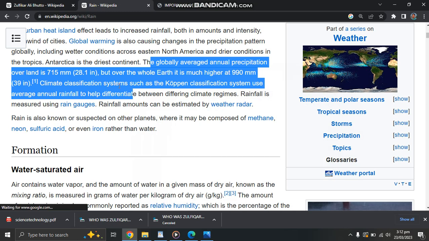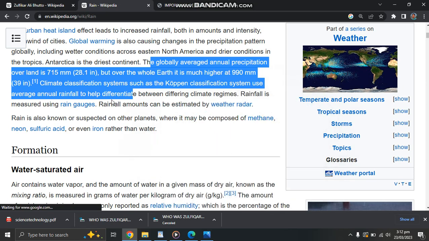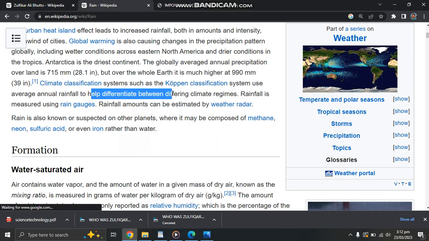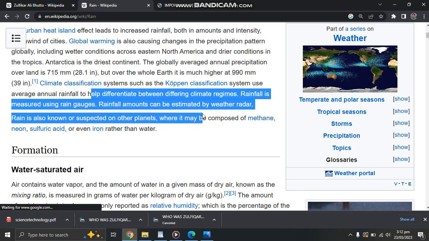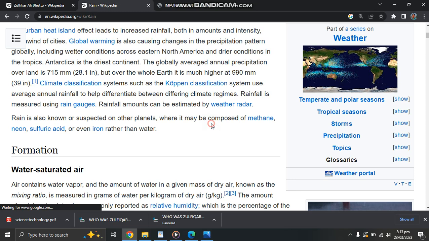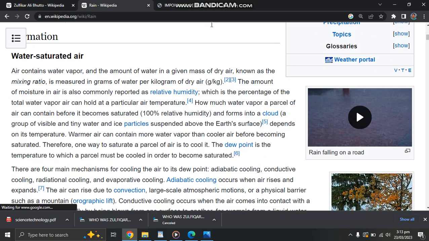Climate classification systems such as the Köppen classification system use average annual rainfall to help differentiate between climate regimes. Rainfall is measured using rain gauges. Rainfall amount can be estimated by weather radar. Rain is also suspected on other planets, where it may be composed of methane, neon, sulfuric acid, or even iron rather than water.